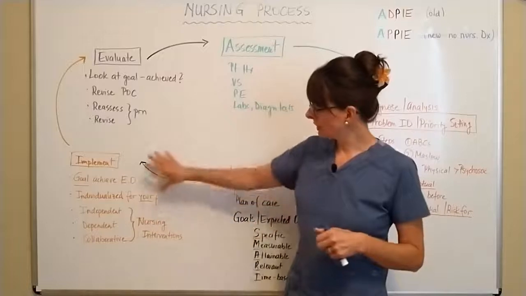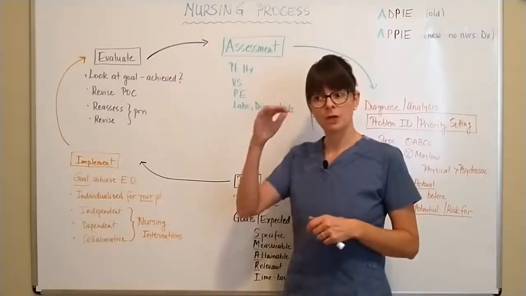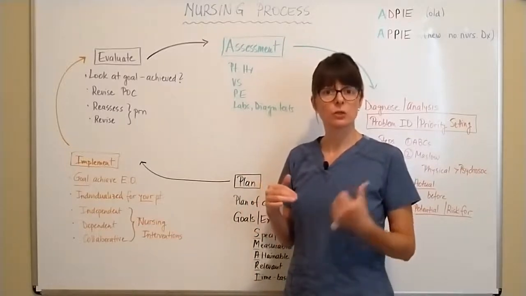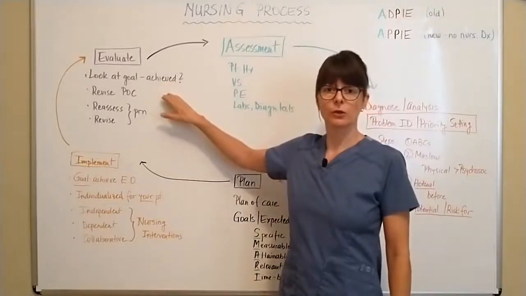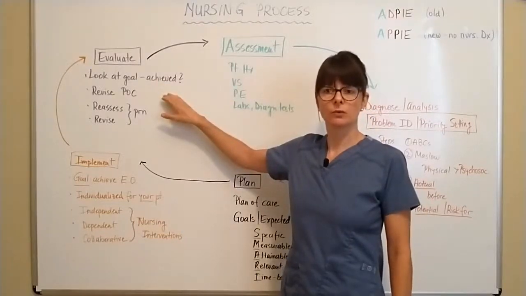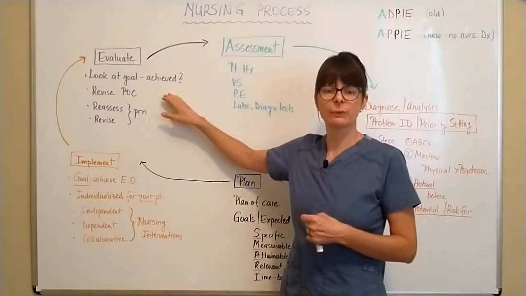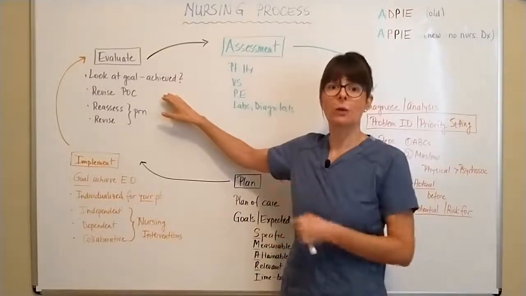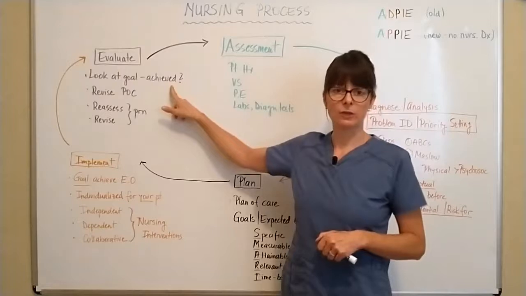And then once we have implemented our interventions and we have followed 2, 3, 4, 5 different interventions to achieve our goal, we are going to evaluate. So we are going to see the problem that we have identified and the plan that we've developed with the interventions to achieve the goal. Have we now achieved the goal? So we're going to look at the goal and see, have we achieved it?